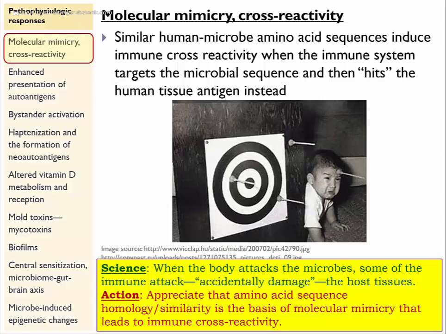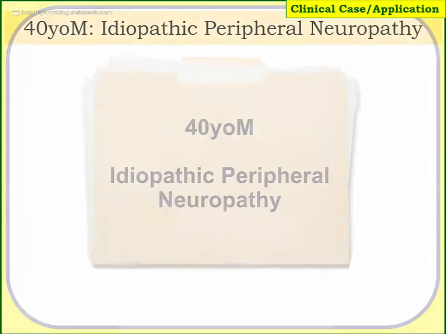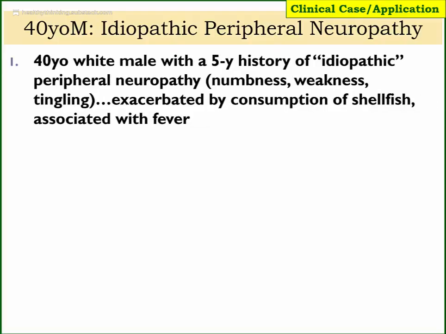Let's look now at a case from my own practice that exemplifies this very well. This is a 40-year-old man with idiopathic peripheral neuropathy. This is a 40-year-old white male who presents with a 5-year history of idiopathic peripheral neuropathy, manifesting with numbness, weakness, and tingling. So you can see immediately that this is a mixed motor and sensory neuropathy. He notes that this is exacerbated by accidental consumption of shellfish and associated with fever.